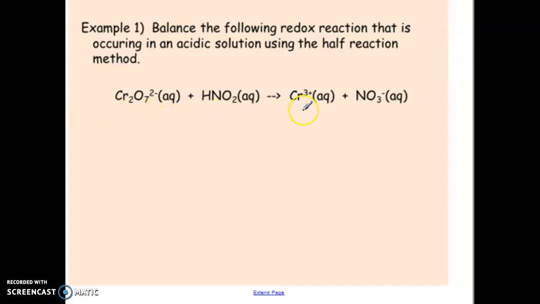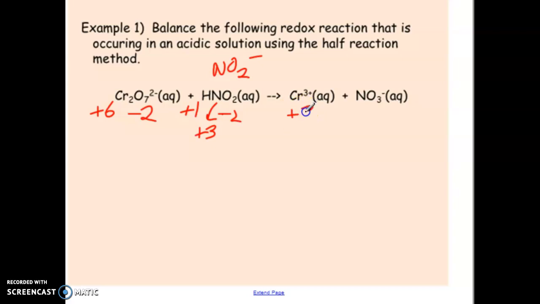First thing, we're going to assign oxidation numbers. Same procedure as always. Oxygen is -2, so my oxygens here total -14, which means I need +12, so each chromium is +6. Here, remember that nitrite is a polyatomic ion. I have -2 for my oxygen, my nitrogen is +3, right? We have -4 from the oxygens, so it has to be -1 overall. And hydrogen, of course, is +1.